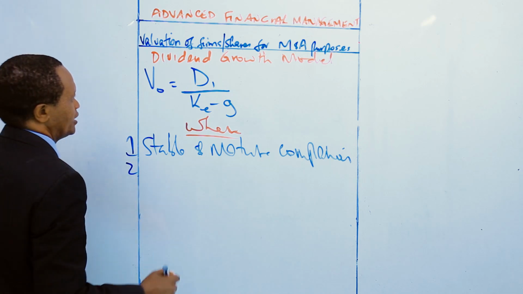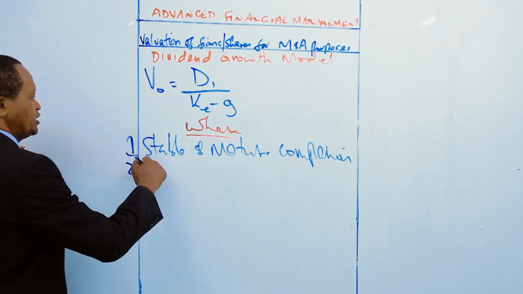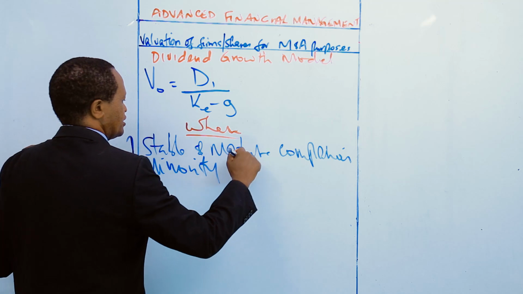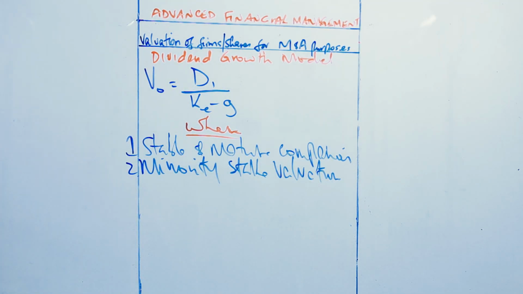The second scenario where this method is preferred in valuation of a target company is minority stake valuation. What do I mean by minority stake valuation? It's more commonly used to value minority stakes in companies where the investor's return is primarily from dividends rather than for a full acquisition. In a full M&A deal, the buyer is acquiring the entire cash flow stream, not just dividends. It's important to know that.